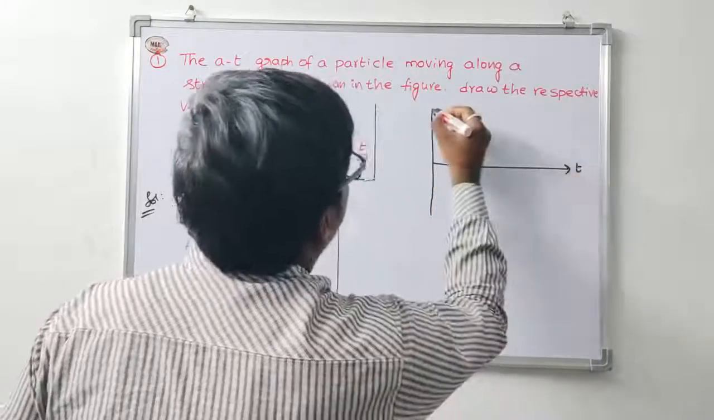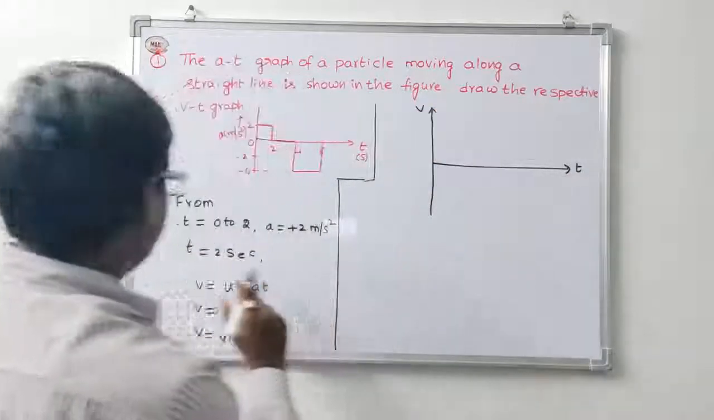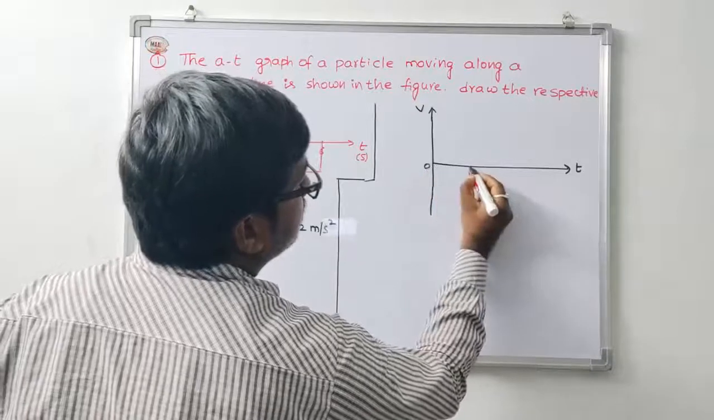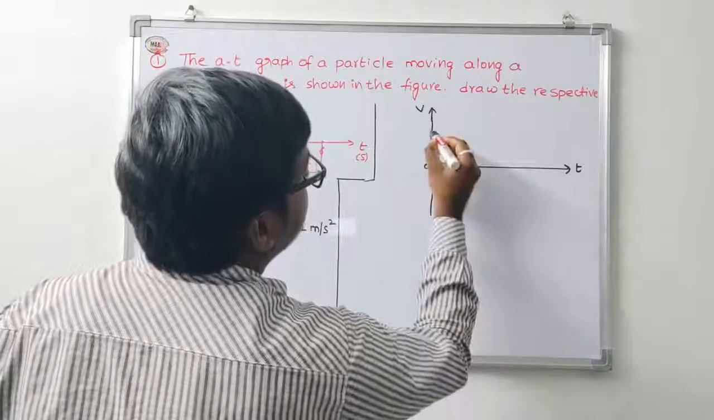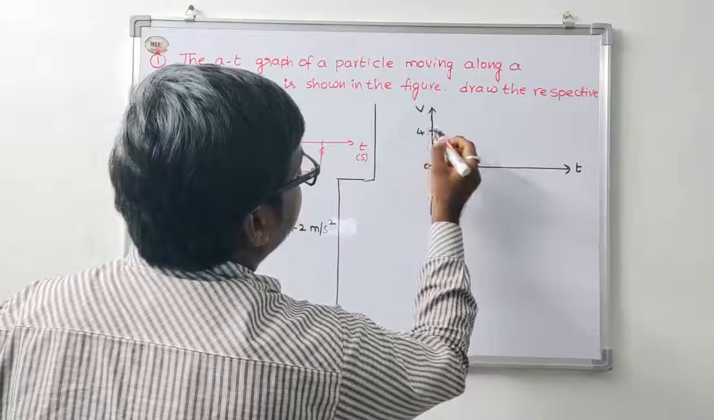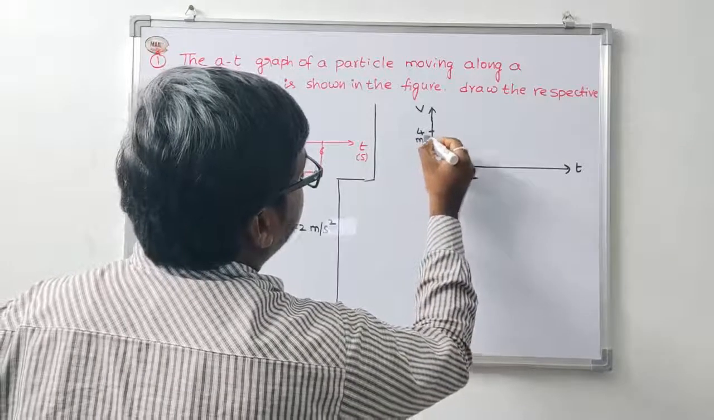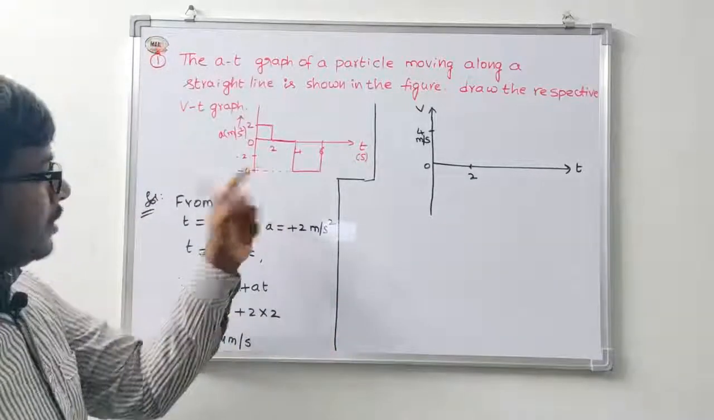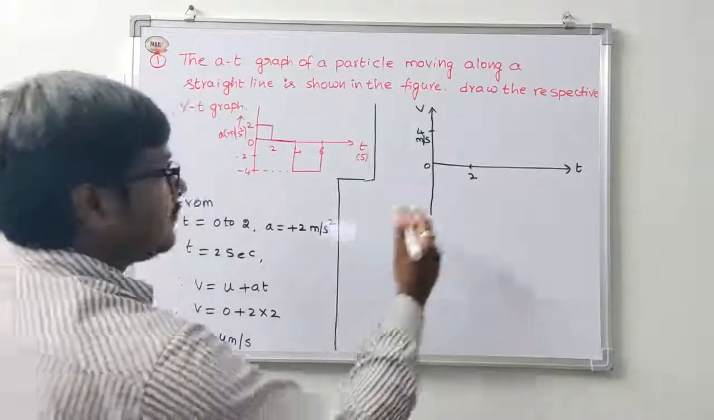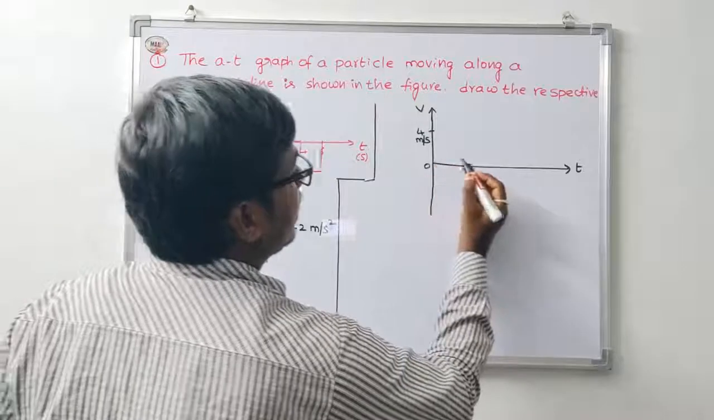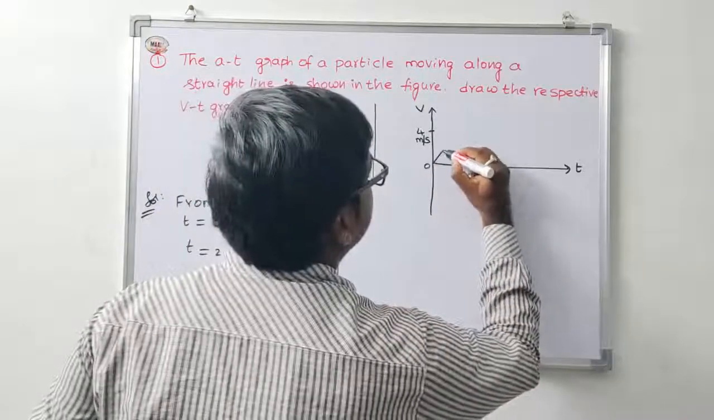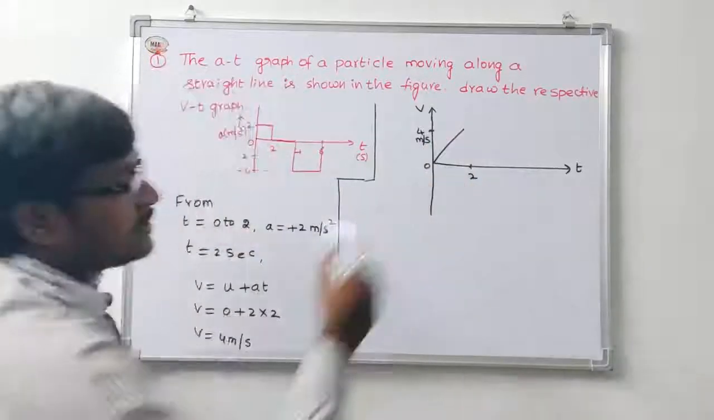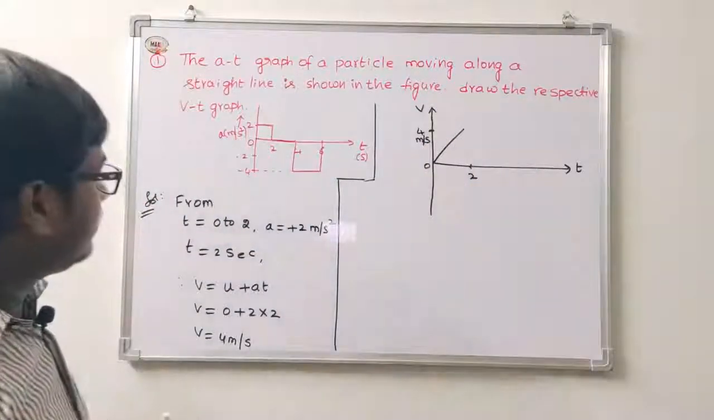This is the time and velocity graph. From 0 to 2 seconds, in these 2 seconds the velocity reaches 4 meter per second. The graph passes through the origin, students, in this way. Okay, it's a straight line.